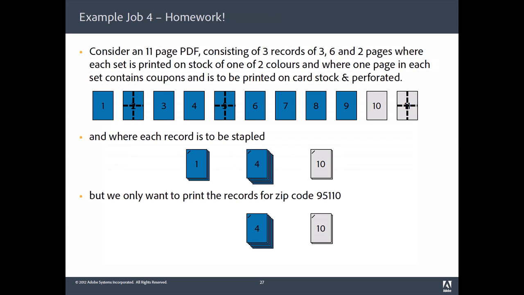Each record is going to be stapled, but I only want to print 2 of the records based on zip code, but staple all 3. That's the concept: I want to staple all of them if I am printing them. But I choose, under control of my job ticket, that I'm only going to produce those for this particular zip code. So the result I'm going to have is 2 stapled sets, even though the PDF had information for all of them. You should be able to use the techniques that you've been shown up to now to go away and produce a job ticket which would do that.